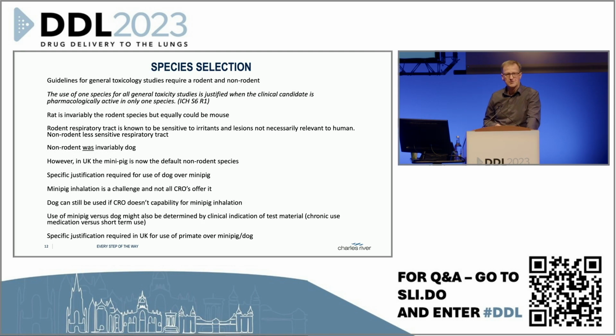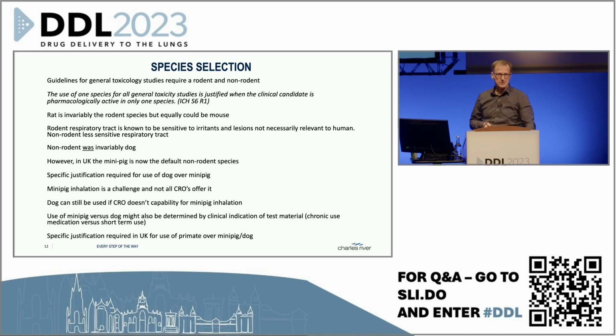Okay, so in terms of species selection, these guidelines require a rodent and a non-rodent for small molecules. For large molecules, you can just use one species if the clinical candidate is only pharmacologically active in one species. However, I have to say that in my experience to date, more often than not, we are still running 2 species with large molecules. The rodent species is invariably the rat, and the non-rodent used to be the dog. However, in the UK, the mini pig is now the default non-rodent species. And specific justification is required for use of the dog over the mini pig.